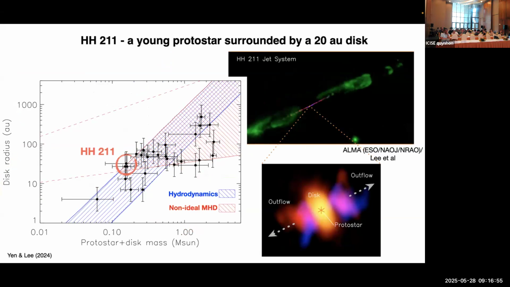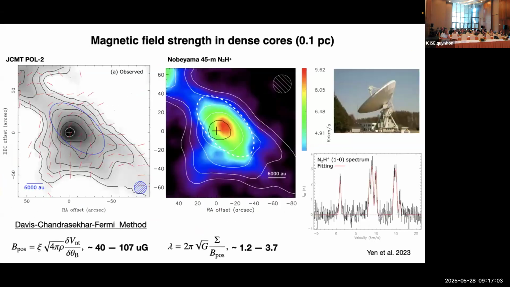So what we need to do is to measure the mass-to-flux ratio at multiple scales, and also to compare the ion-neutral motions in this source. To measure the magnetic field strength or mass-to-flux ratio, we first use the JCMT polarization map. We have seen a lot of this kind of map in the past two days, so I don't need to go into details.